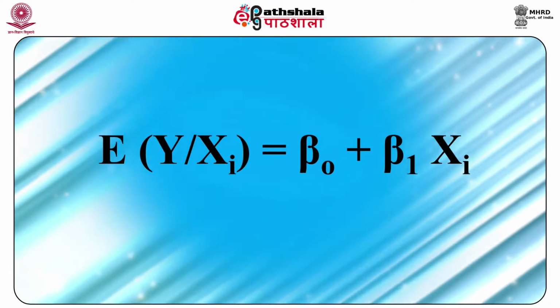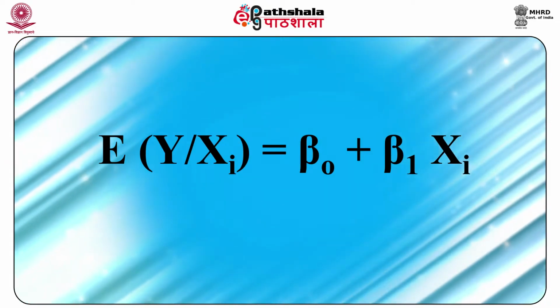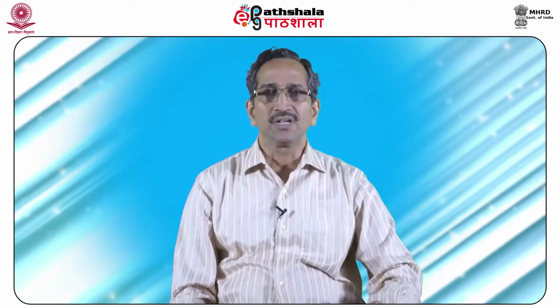If we assume that the functional relationship between the two variables y and x is linear, linearity is often assumed for the sake of simplicity, then the population regression function PRF is stated as expected value of y given xi equal to beta 0 plus beta 1 xi. The above relationship is described by two parameters beta 0 and beta 1, where beta 0 is the intercept term and beta 1 is the slope term.